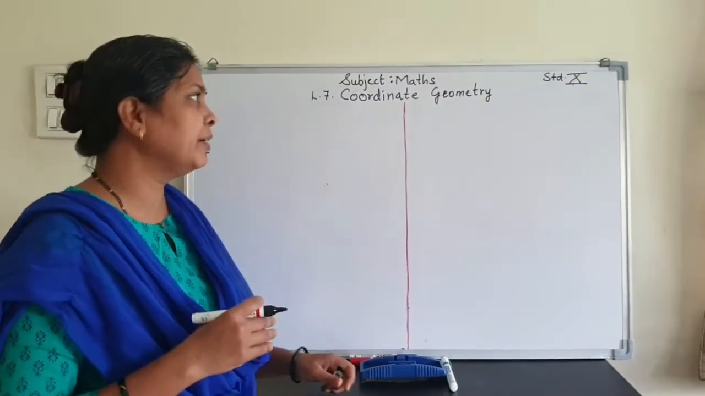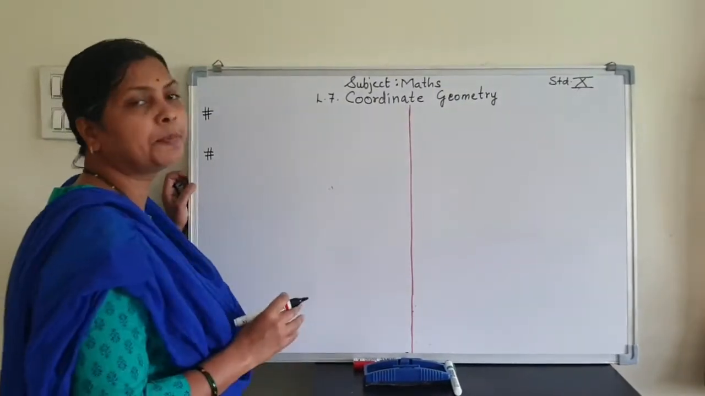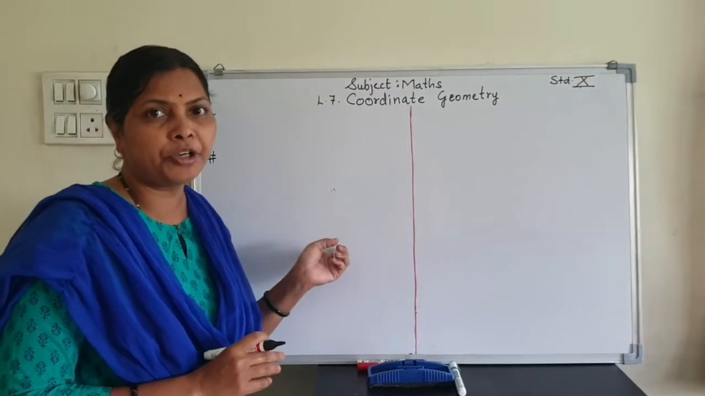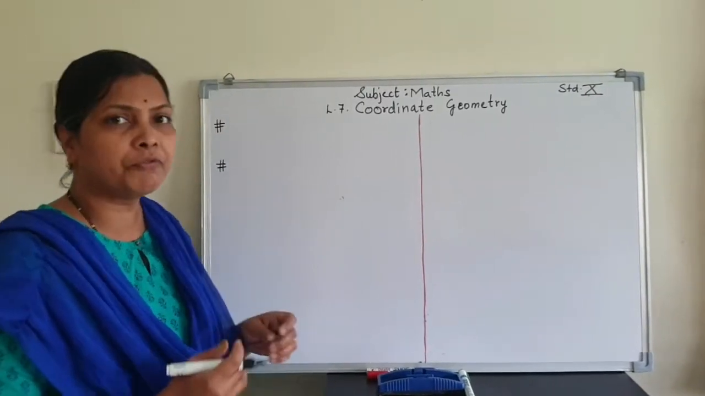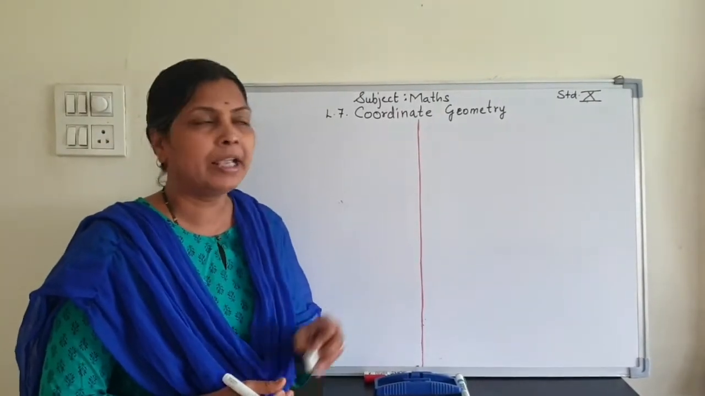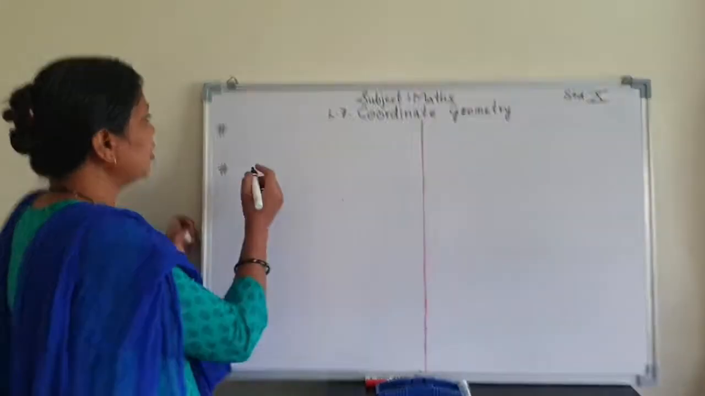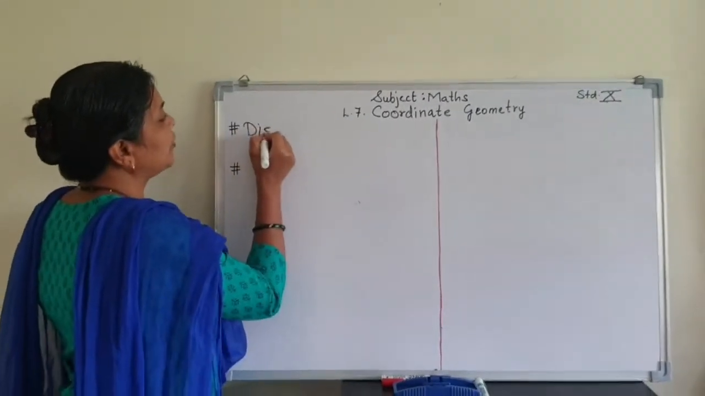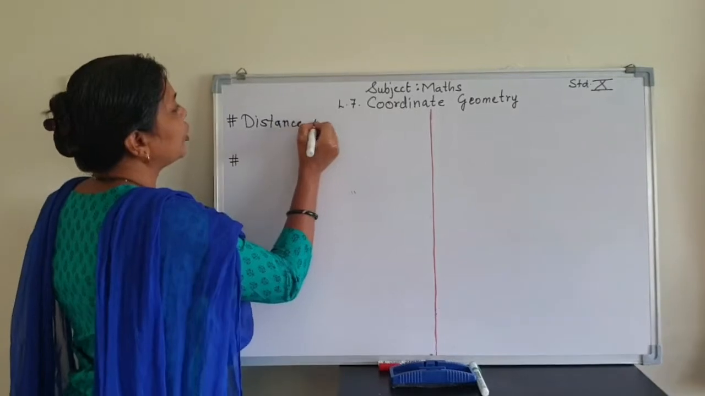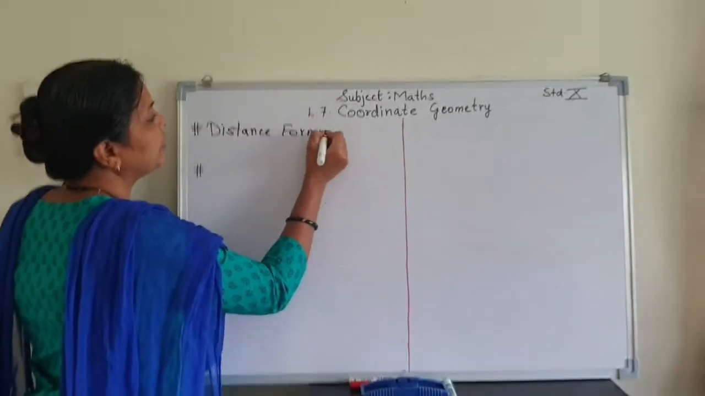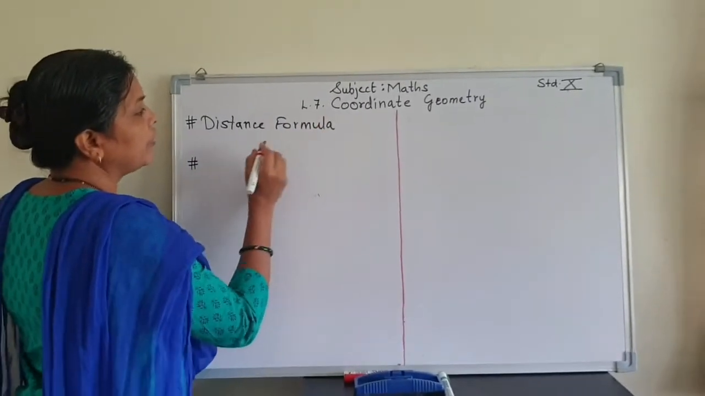Now, let's see, before we start the new concept or exercise 7.2, let's see what formula we have learned so far in this lesson. So, the first formula we have learned is distance formula. The distance formula means to find the distance between 2 points with given coordinates.